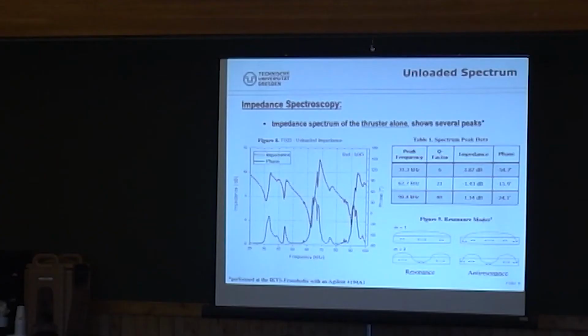So that's another thing, the anti-resonance. That would be a surge in the impedance. It would be very difficult to put any current in the thruster at that frequency. This is what this impedance spectrum shows.